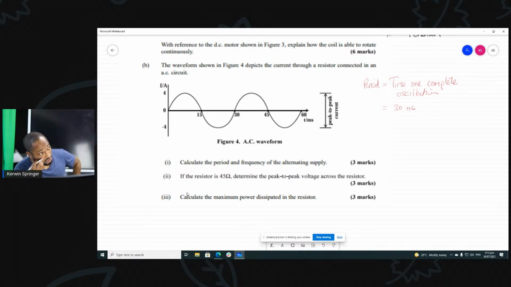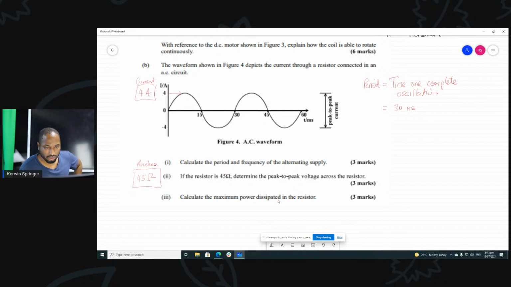All right, so there's something called RMS, root mean squared. That's not what we want. What we want is the peak voltage. So the peak current is 4 amps. How are we going to get the peak voltage? V is equal to IR. The resistor is 45 ohms. This is the resistance. This is the current. Then power: P is equal to I squared R.